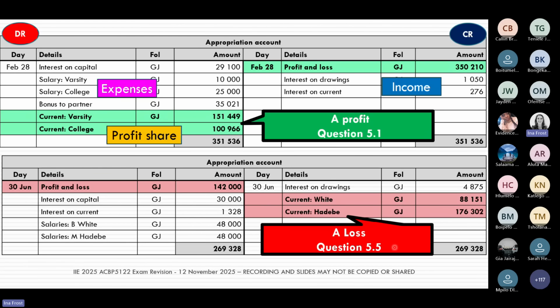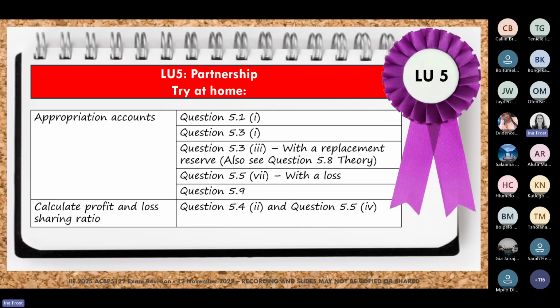And you can do question 5.5 in your textbook. That will give you a question where we made a loss. There's actually only one question in the textbook where the partnership made a loss. That's question 5.5. So definitely include that one as part of your revision. If you want to go and practice more appropriation accounts or calculating profit share ratios, there's quite a few questions in your textbook that you can go and practice.